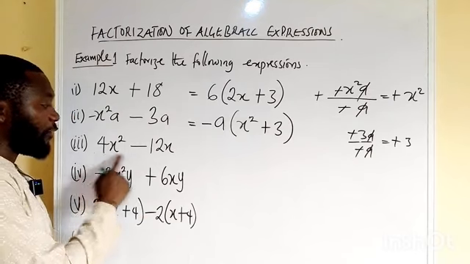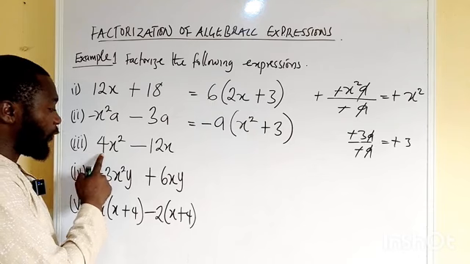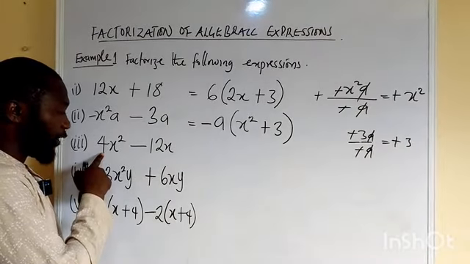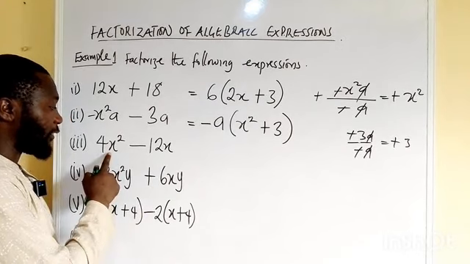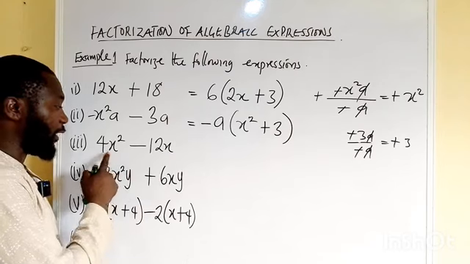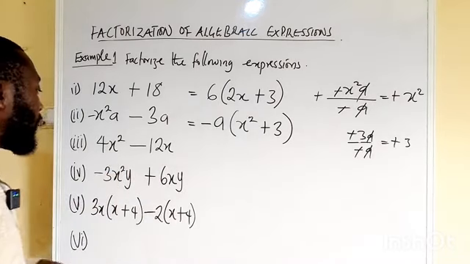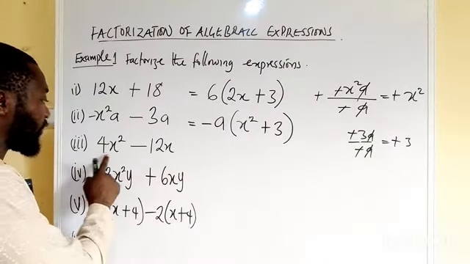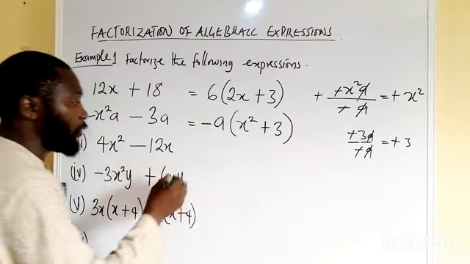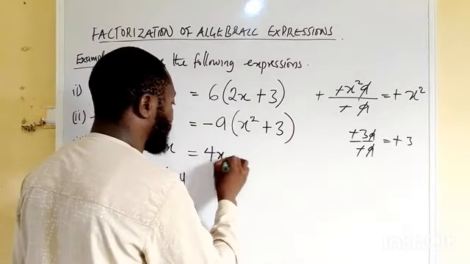Now here for the numbers, 4 is a factor of 4, 4 is a factor of 12. Then for the letters, x can divide both x squared and x. So it means the common factor here will be 4x. 4x can divide this, 4x can divide this. So you take out 4x.